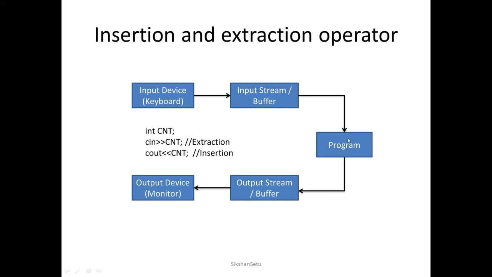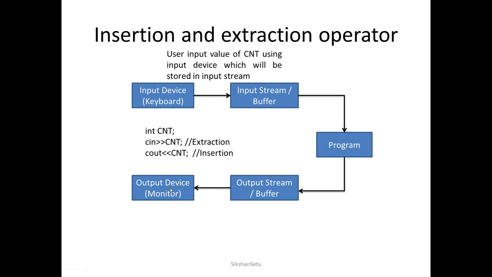Now your program gets input and it generates some output. We know that input is taken from an input device, and the standard input device is the keyboard. Then there is an input stream, or we can say input buffer. Whatever value is entered by the keyboard will be stored in the input stream, and from the input stream that data will be extracted by the program. Whatever output data is to be printed on the screen, the program generates that data and gives it to the output stream, and from the output stream it is given to the output device, meaning the monitor.